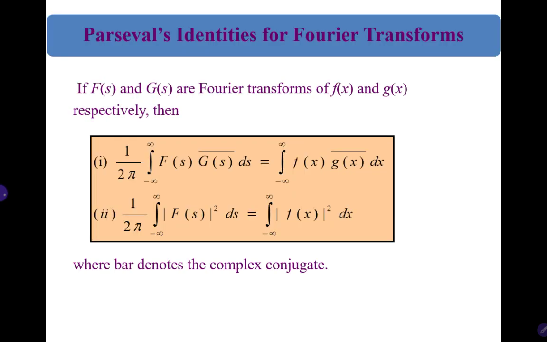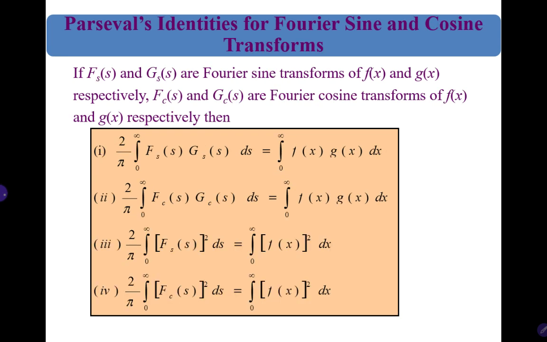You are all familiar with Parseval's identities now. These two are Parseval's identities for Fourier transforms, and these are Parseval's identities for Fourier sine and cosine transforms. Let me read them again. First identity is 2 by pi times integral 0 to infinity Fs of s into Gs of s ds is equal to integral 0 to infinity f of x into g of x dx. And the same identity also holds for Fourier cosine transform, that is the second identity.